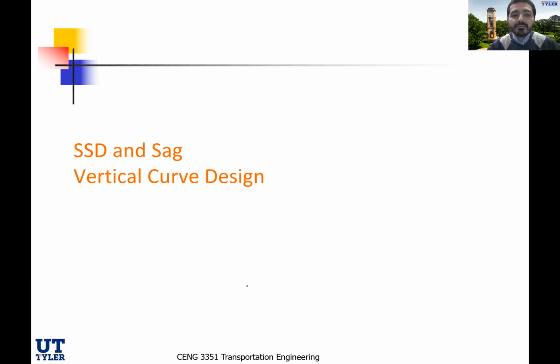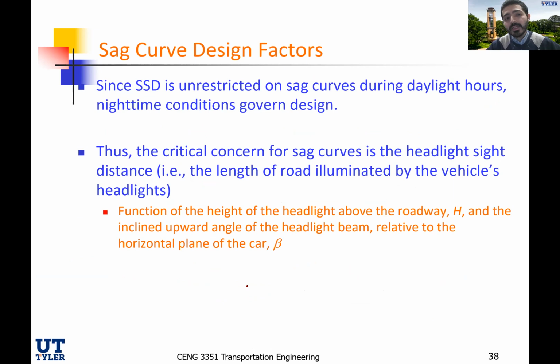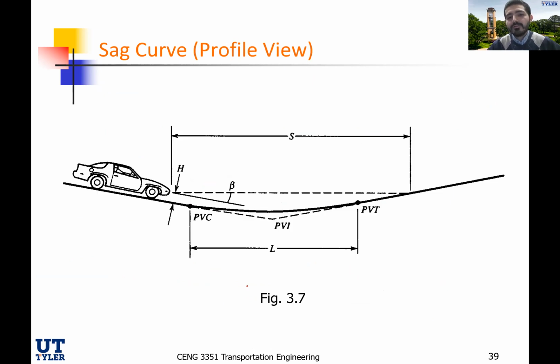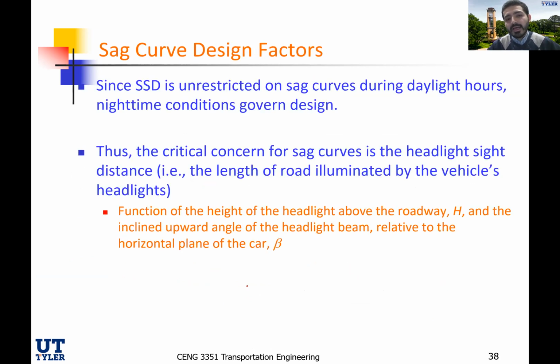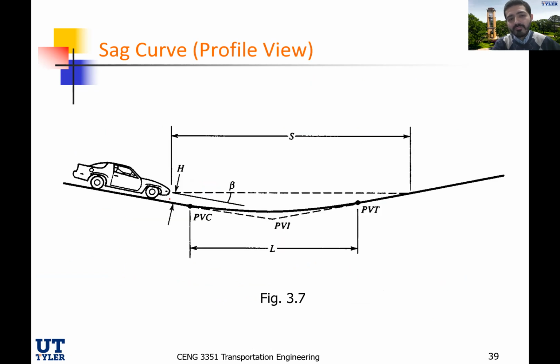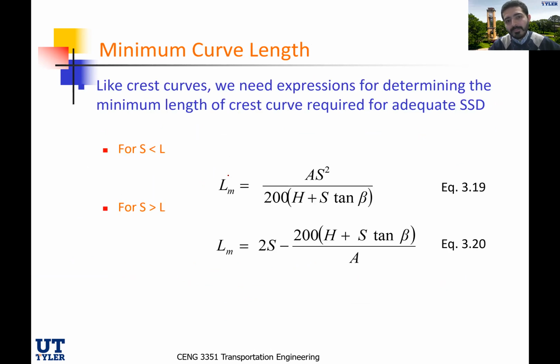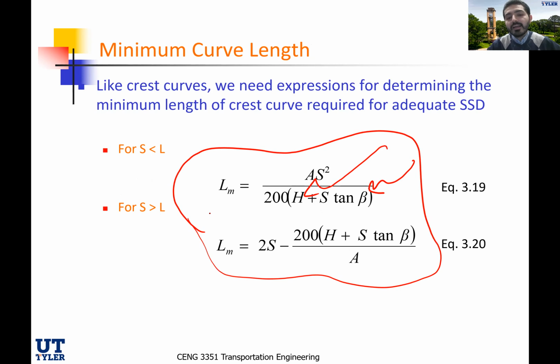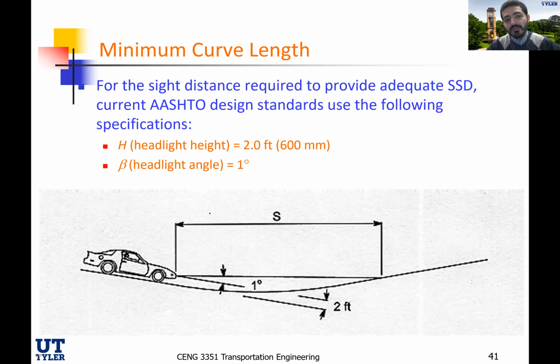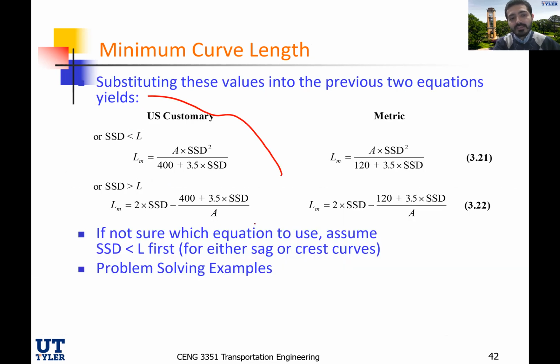Then we've moved now to the SSD and the sag vertical curve. So they are two different sets of equations. The sag vertical curve was heavily dependent on the beta and the H, the height of the headlight beam and the angle from the horizon. So if I'm providing you the H and the beta, you're going to use these equations. And of course, these equations are going to be provided to you. If there's no information about H and beta, then by default you're going to use these sets of equations instead.